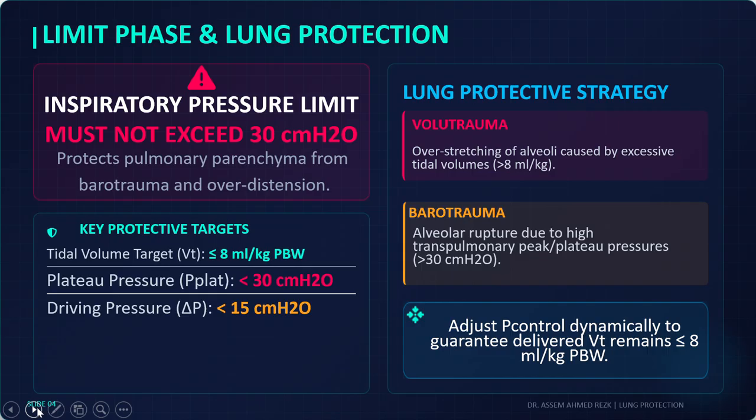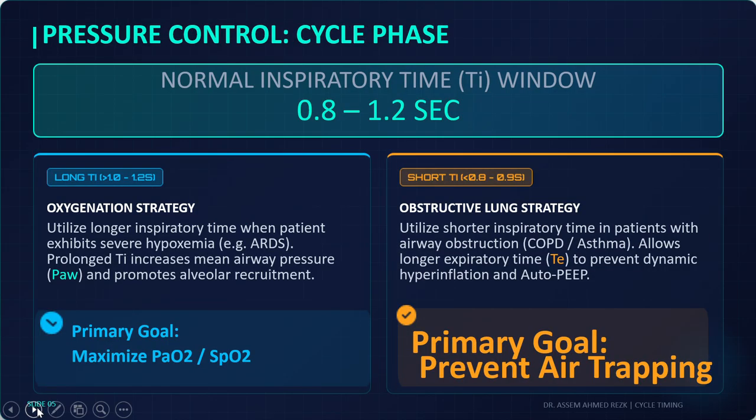Barotrauma is alveolar rupture due to high transpulmonary peak and plateau pressure, more than 30 centimeters of water. Adjust the protocol dynamically to guarantee delivery of a tidal volume that remains less than or equal to 8 ml per predicted body weight.